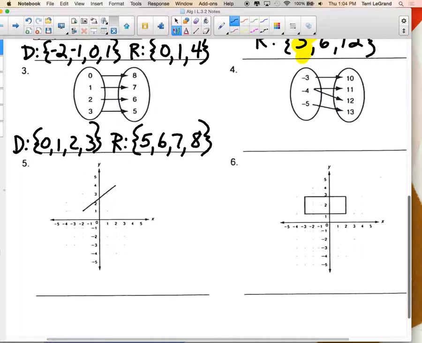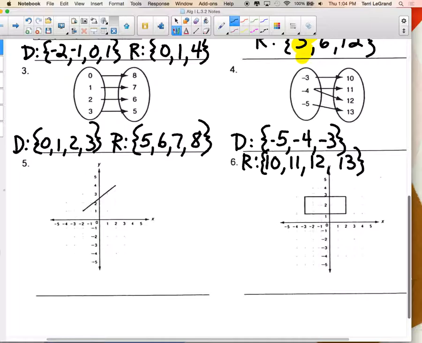Okay, number 4. What's the domain? Negative 5, -4, -3. Did they make that the way we're going to make them? No. The range. 10, 11, 12 is already in order.